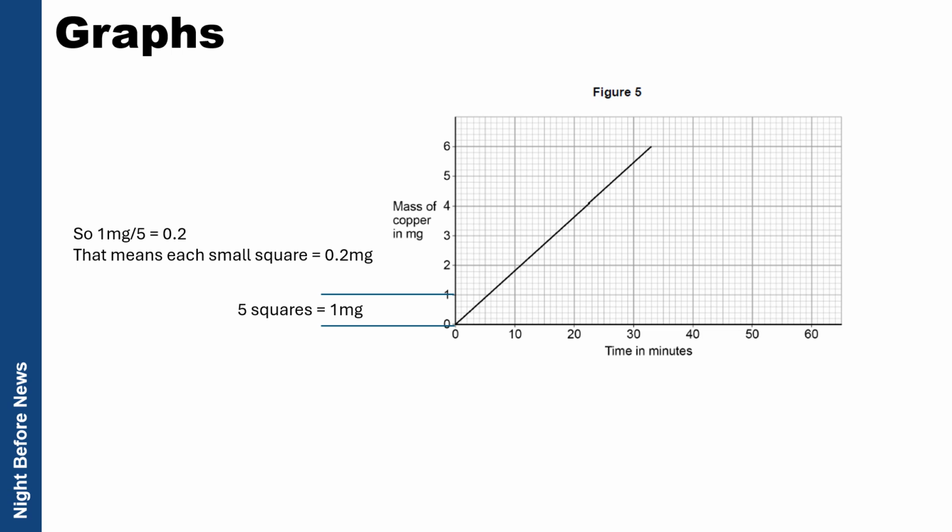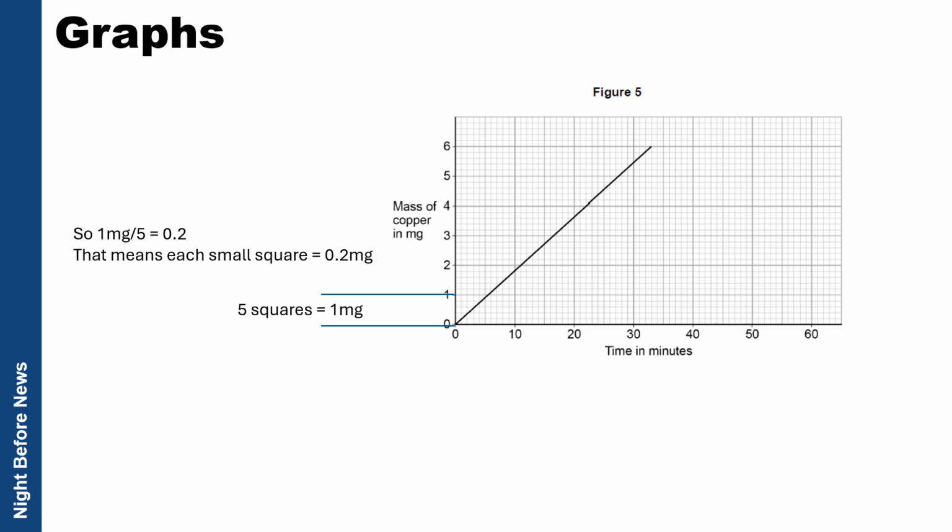So they're our intervals. So you take your interval and divide it by the total number of squares that make up that interval. So on the y-axis here, our interval is 1 and it's made up of 5 squares. So you would do 1 milligram divided by 5. That gives a value of 0.2 milligrams for each small square on our y-axis.